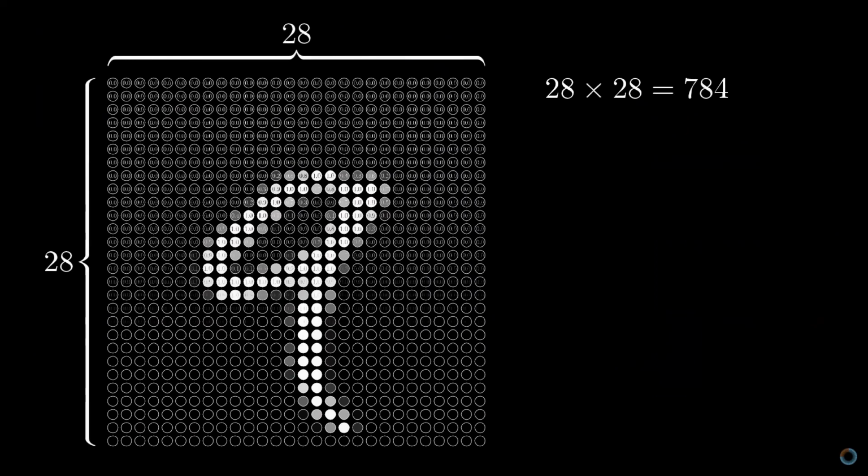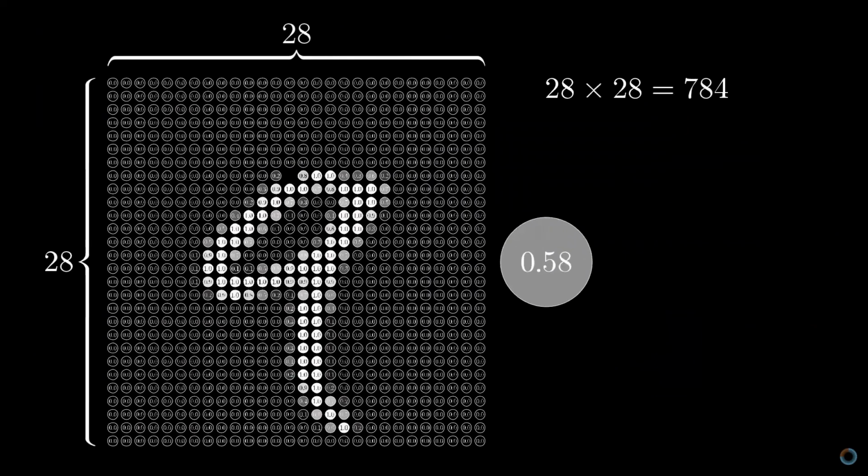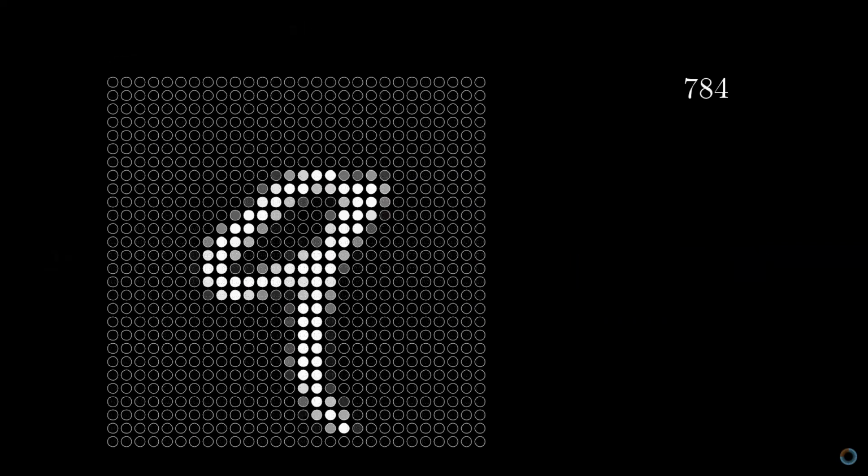Each one of these holds a number that represents the grayscale value of the corresponding pixel, ranging from 0 for black pixels up to 1 for white pixels. This number inside the neuron is called its activation, and the image you might have in mind here is that each neuron is lit up when its activation is a high number. So all of these 784 neurons make up the first layer of our network.